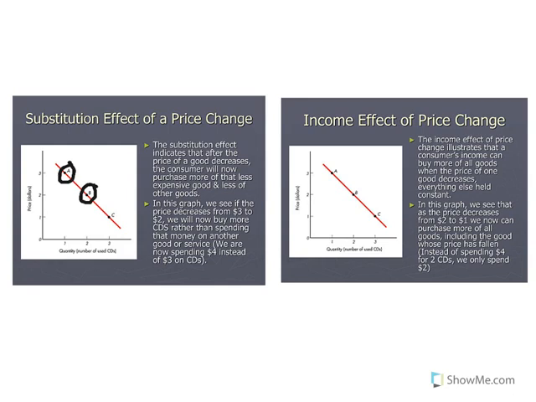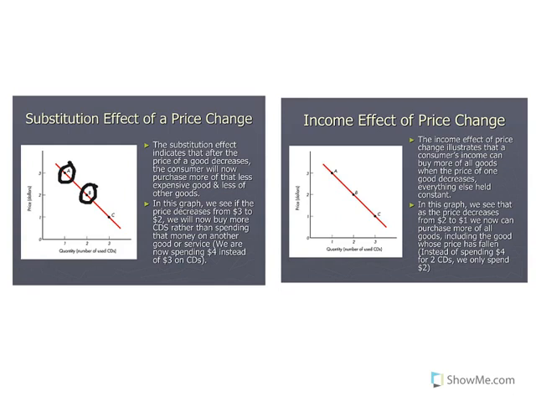Now, the second thing that happens is there's actually an income effect of a price change. The income effect basically illustrates that a consumer's income can buy more of all goods when the price of one good decreases, everything else held constant. And then, of course, it could go the opposite way. If you have to pay more for goods and services, then that means it's as if your income has decreased and you have to buy less of all goods and services.